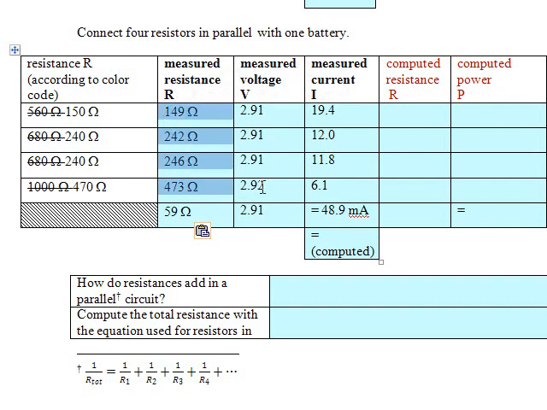Okay, let's see what else happens. Here's the measured voltage. So the voltage across all the resistors is the same when they're in parallel. And here's the measured current. And then here's the total current. And again, I may want to actually paste this in here. And this is voltage.